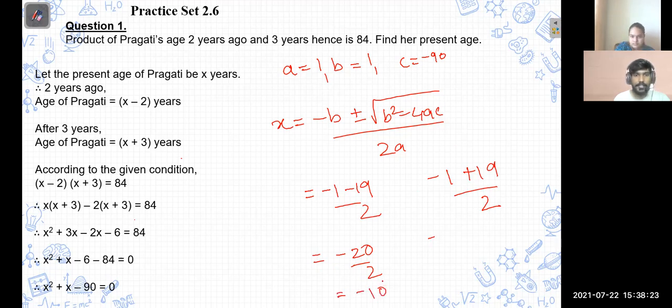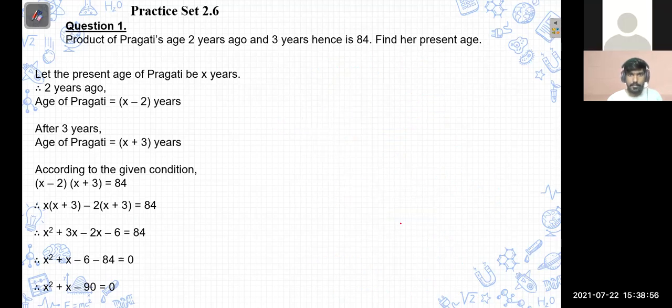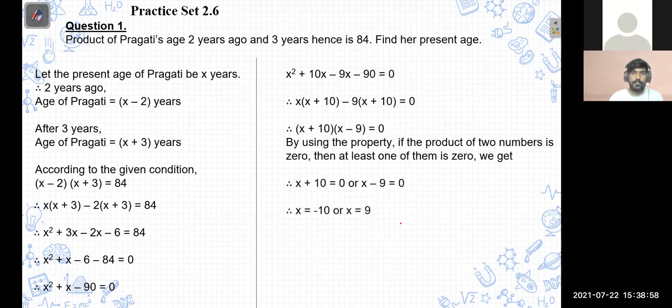There's a minus sign. Yeah, -10. And then I have plus minus, that is minus. So 18 upon 2, which is 9. Correct. So x equals -10 or 9. Okay. So x is minus 10 and 9.